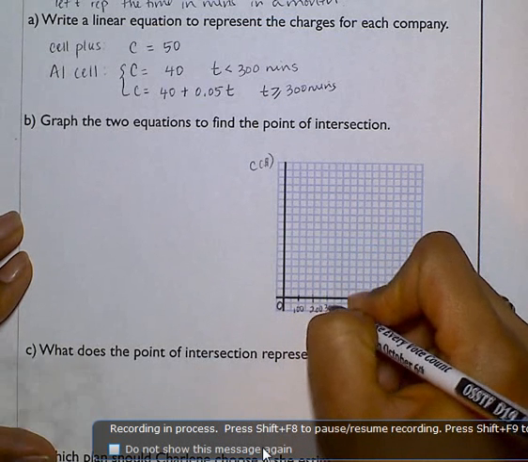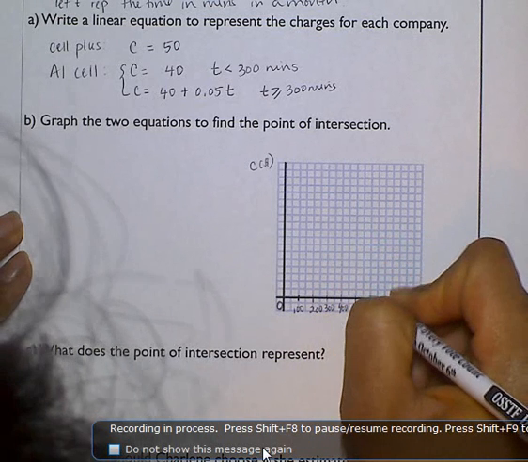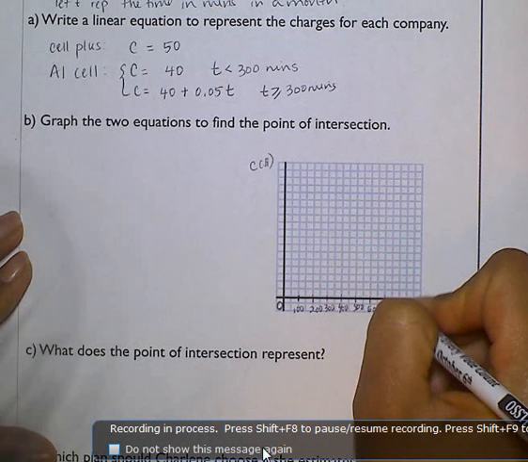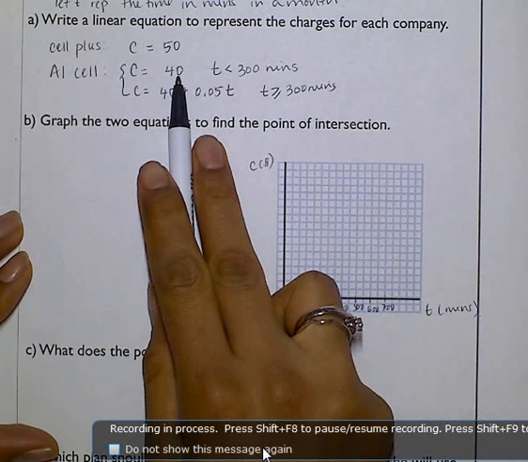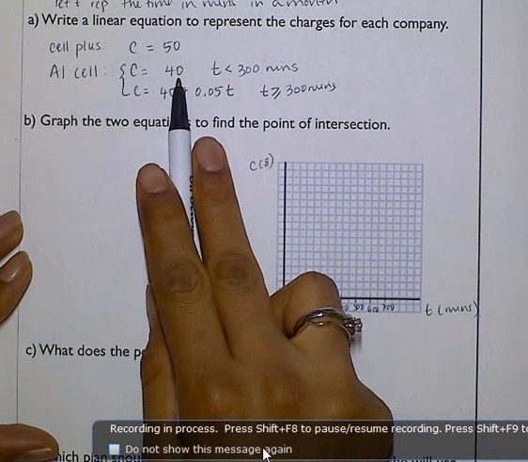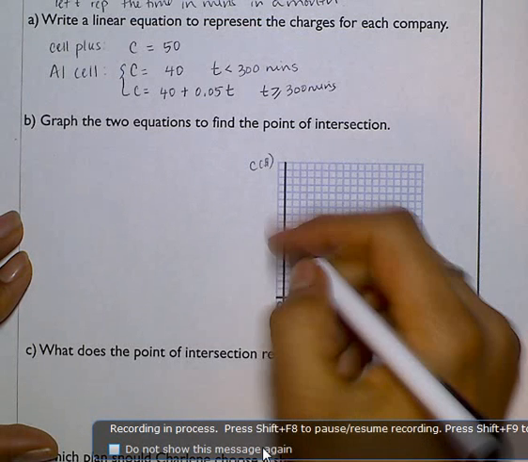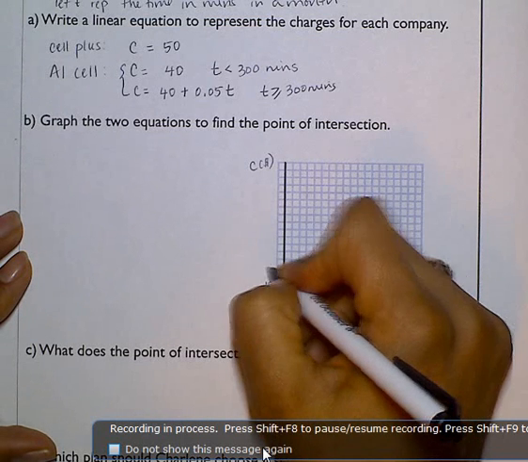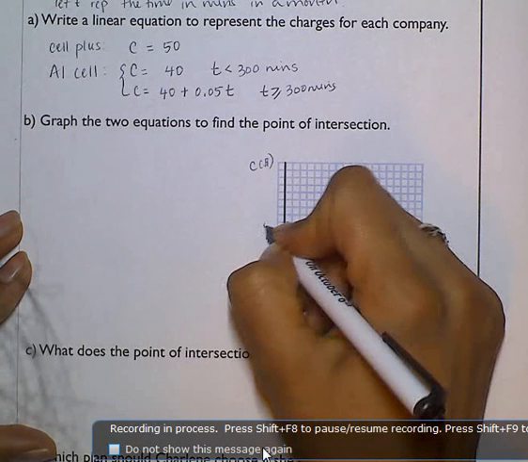So when I'm graphing my first equation, Cell Plus, that's C equals 50. That's just going to be a horizontal line with a y-intercept of 50 and no slope at all. So I'm just going to draw myself a horizontal line. Be sure to use a ruler. I'm going to draw an arrow because that will continue, and that is representing Cell Plus.